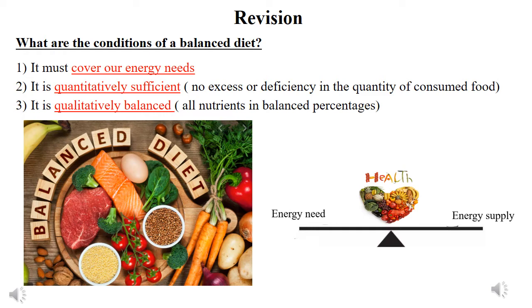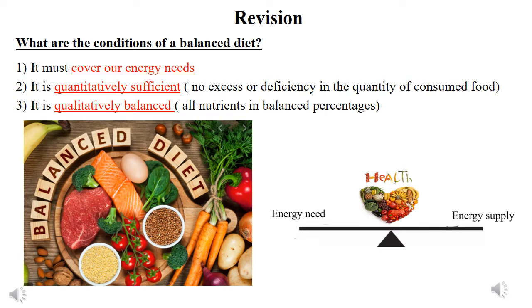So what are the three conditions of a balanced diet? One, it must cover our energy needs. Two, it is quantitatively sufficient. The quantity must be sufficient with no excess or deficiency. And the third condition is that to be qualitatively balanced, the quality of our food must be balanced: 50% carbohydrates, 30% protein, 20% lipids, and plenty of fluids.